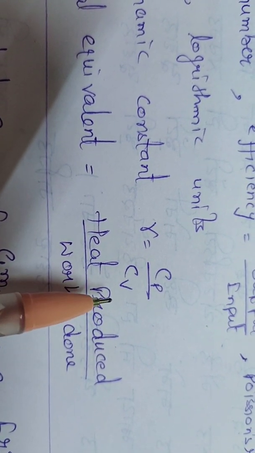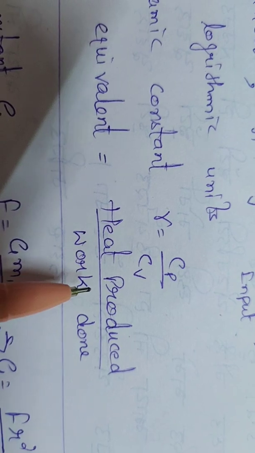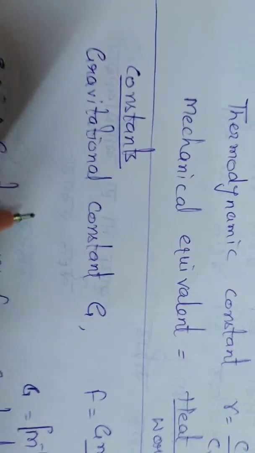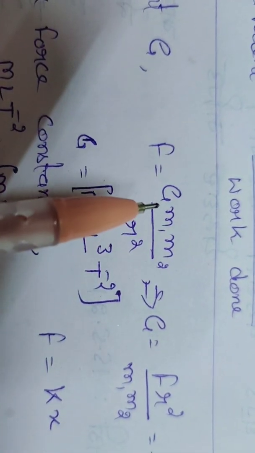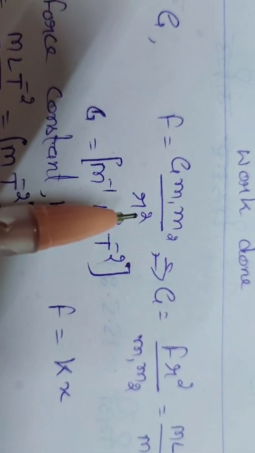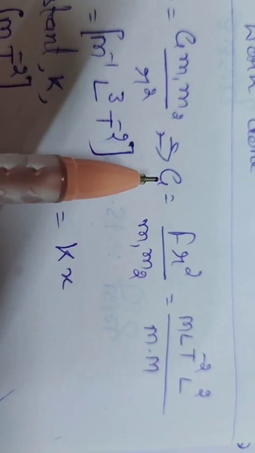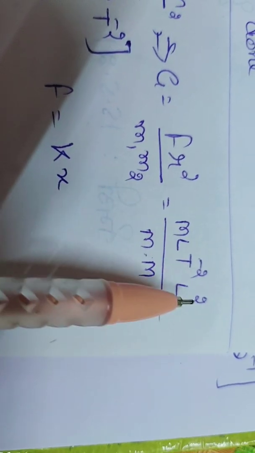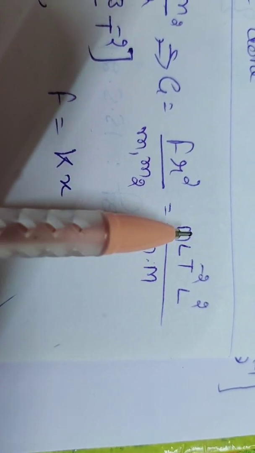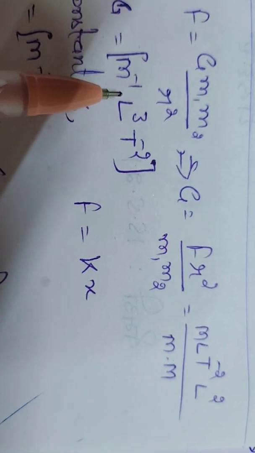Work has the same dimensional formula as energy, so they do not have separate dimensional formulas. Let us discuss now gravitational constants. First is the gravitational constant. You know it by Newton's law of gravitation: F is equal to G m1 m2 by r square. So G is the gravitational constant, F r square by m1 m2. So m gets cancelled with the m, so this is the dimension formula for gravitational constant.